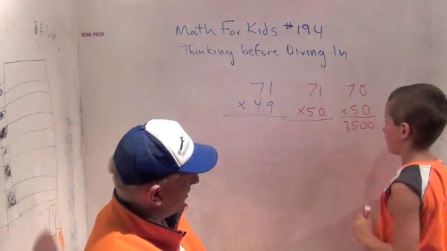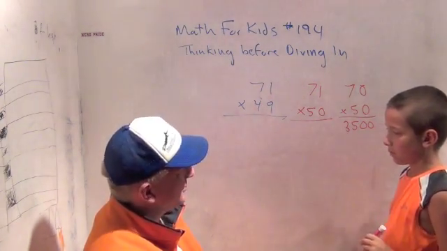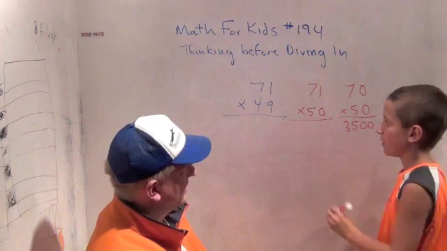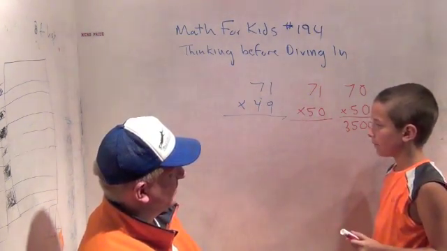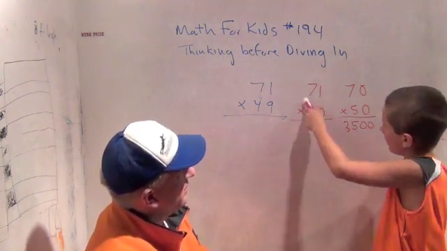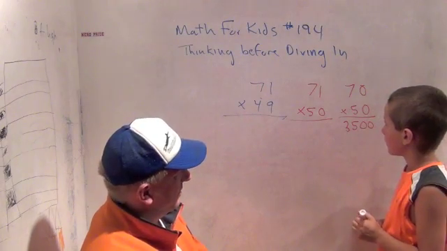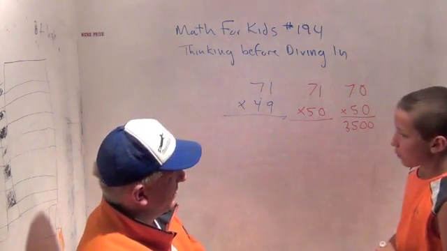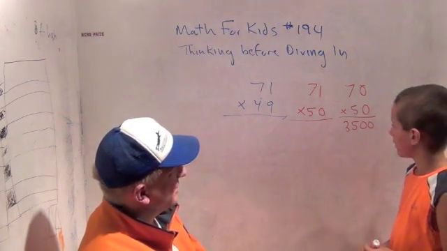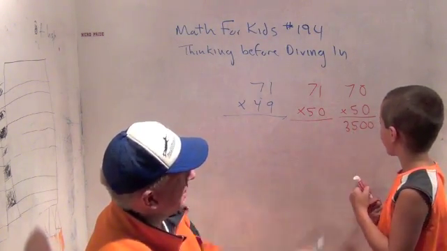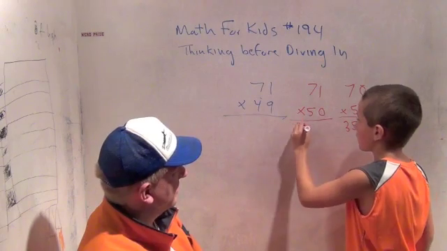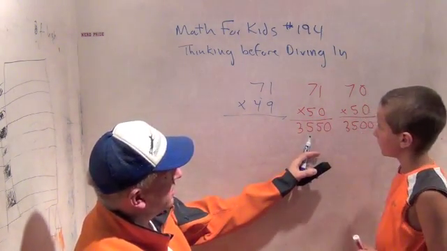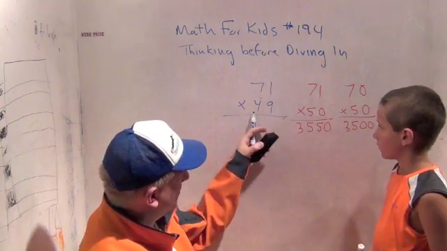Now, was that the sub-problem answer that you were looking for? No. What was the problem that you were looking for? 71 times 49. Well, where did this problem come from? It came from there. So we need to add another what? 1 times 50. Okay, we know 70 times 50 is 3,500. What's 71 times 50? 3,550. Awesome.